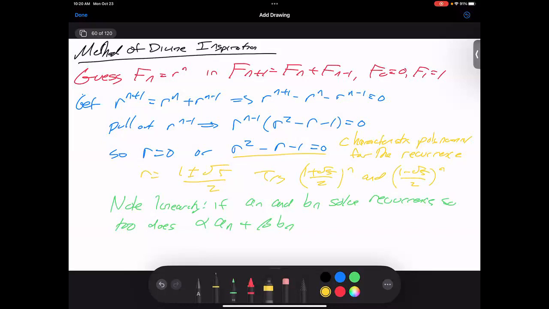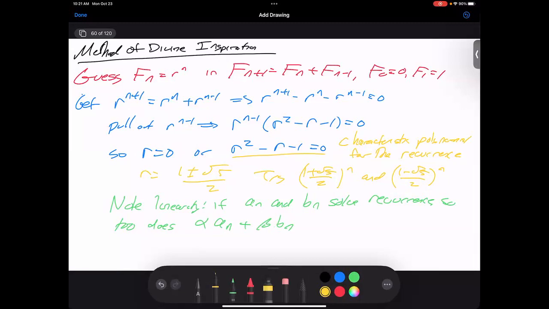This is very similar to a lot of things you've seen in linear algebra. If I have Ax equals 0 and Ay equals 0, then A acting on any multiple of x plus any multiple of y will also be sent to 0. So if two things are sent to 0, their linear combinations are sent to 0. And so now you can show by direct substitution that if I multiply the first one by alpha, the second one by beta, it's going to solve the Fibonacci recurrence. And then we choose alpha and beta so that we have F_0 equals 0, F_1 equals 1.